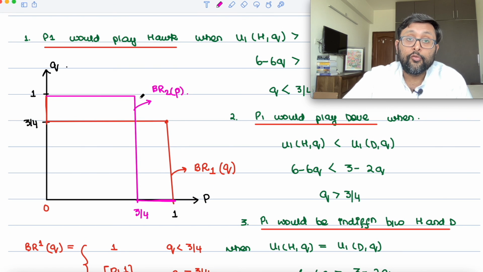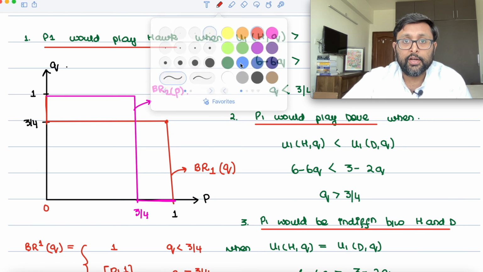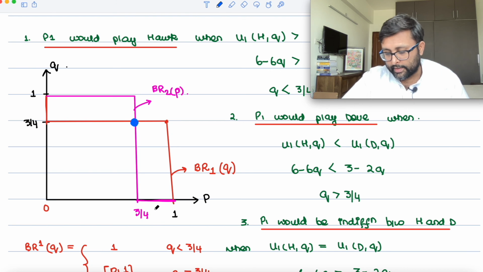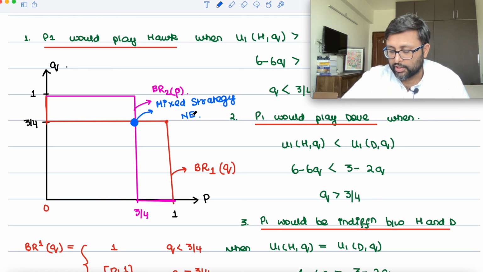So where do these two curves intersect? They intersect here. This is the mixed strategy Nash equilibrium. That is, p is 3 by 4 and q is 3 by 4.